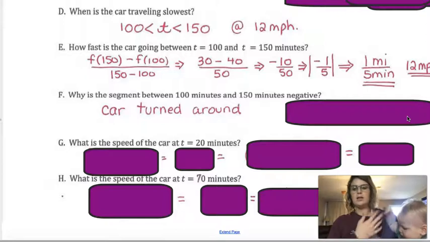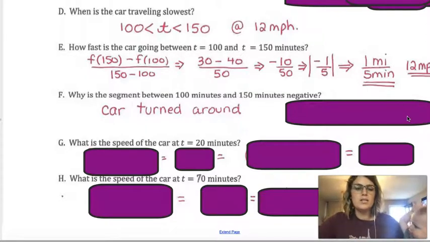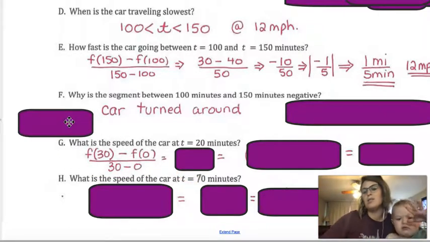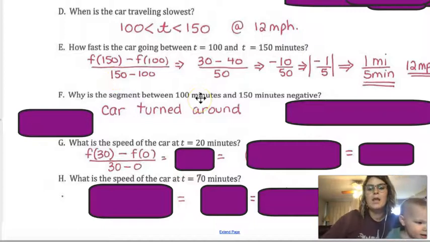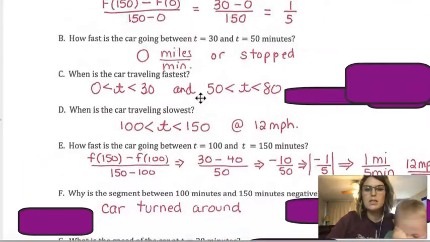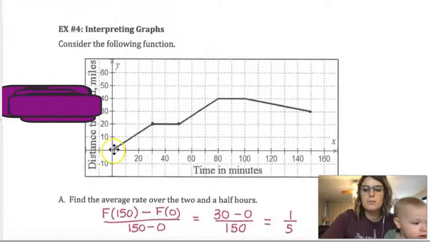Don't touch this. And it says, what is the speed of the car at 20 minutes? So this we're going to use from 0 to 30. Because when we find these, if we want the speed at 20 minutes, it's a constant speed. If we look from 0 to 30, that's a constant speed.